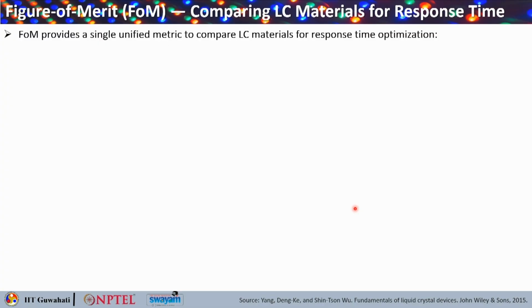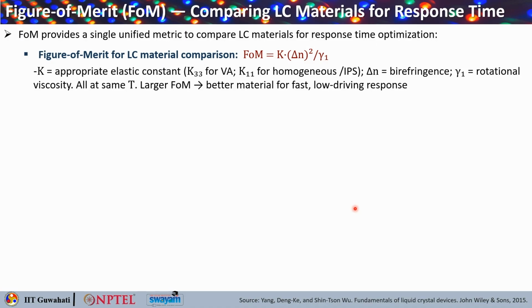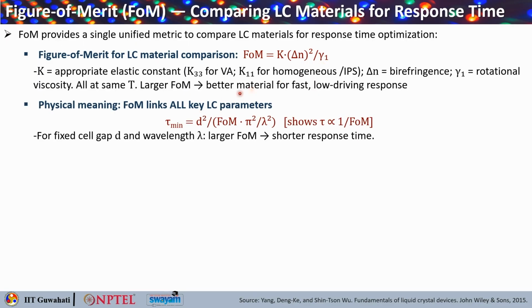So, now we can do the figure of merit comparison for the liquid crystal molecules for the response time. Figure of merit provides a single unified metric to compare liquid crystal materials for response time optimization. So, what is that figure of merit here? You can choose K dot delta n square by gamma 1. K is basically the appropriate elastic constant based on the type of mode you are operating. Delta n is basically the birefringence, and gamma 1 is basically your rotational viscosity, all at the same temperature.